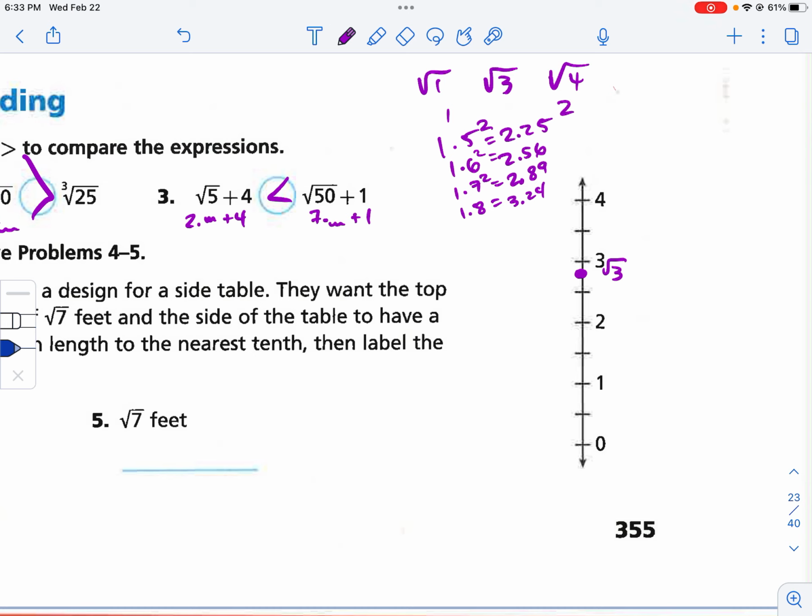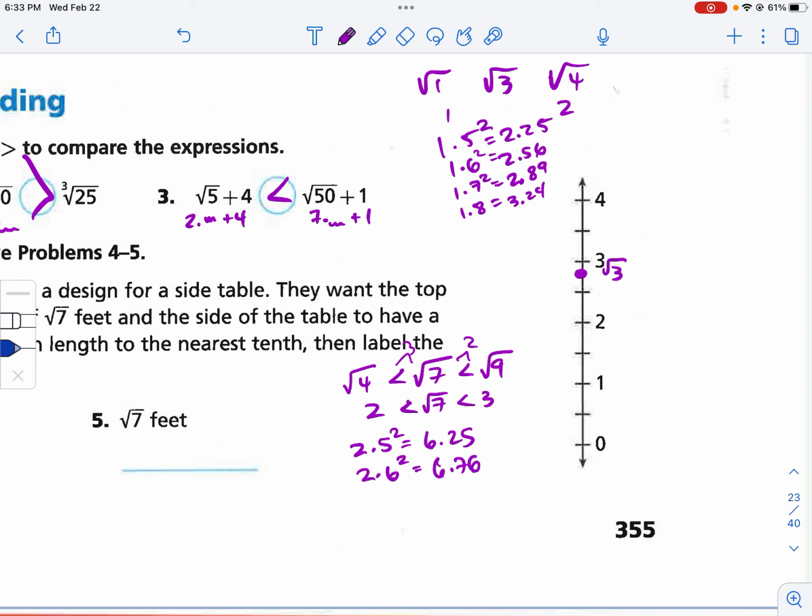And then the square root of 7 is between the square root of 4 and the square root of 9. So 2 and 3. This is 3 away. This is 2 away. Okay, so 2.5 squared would get me 6.25. 2.6 squared, I don't know that one off the top. I should know that one. I think it's 676. Actually, yeah, 676.